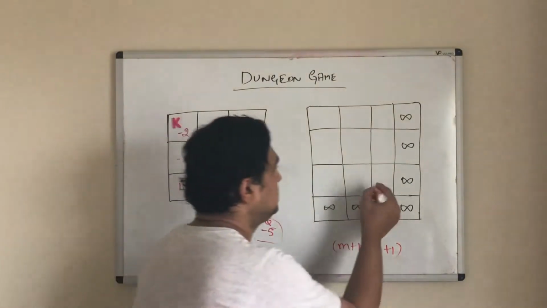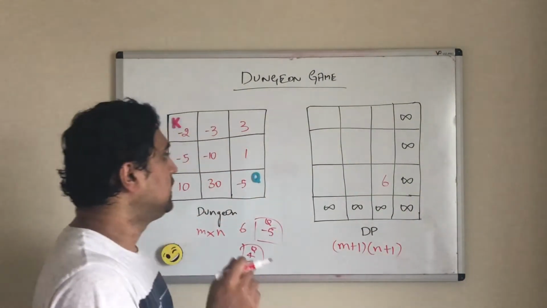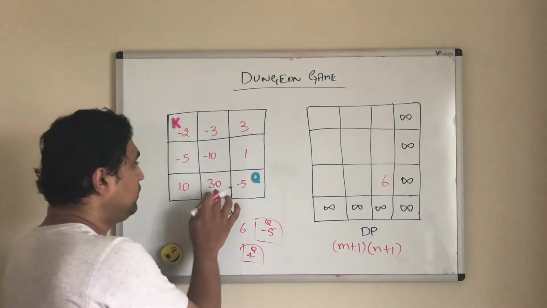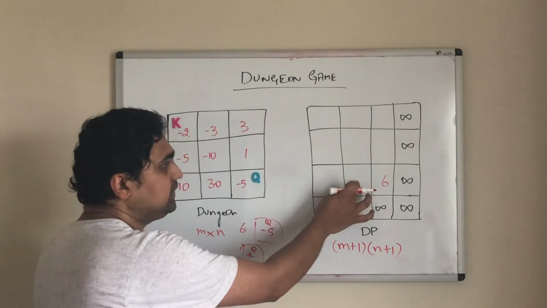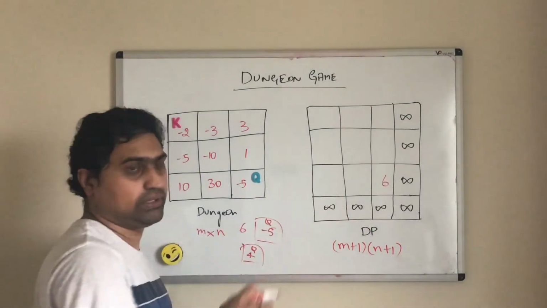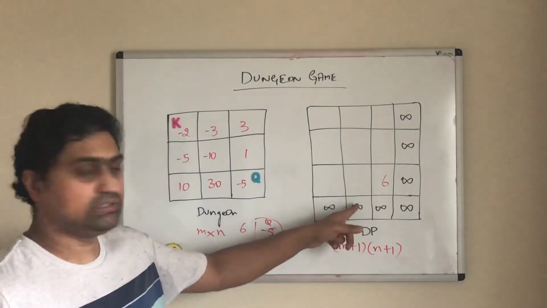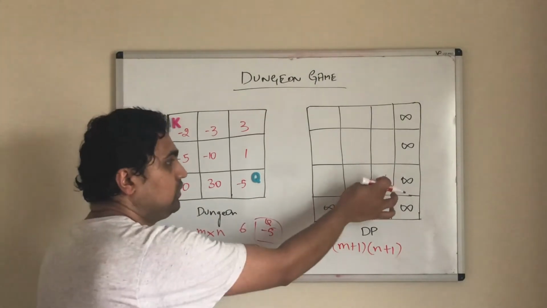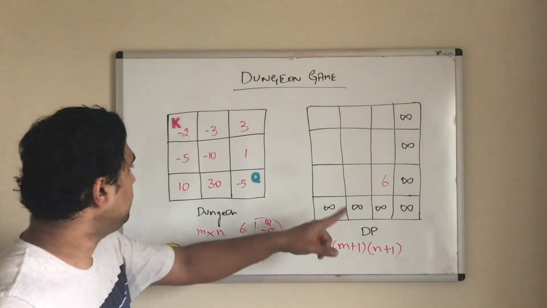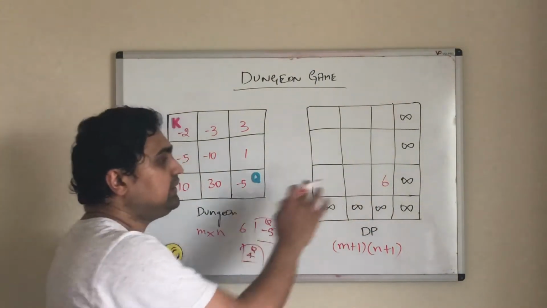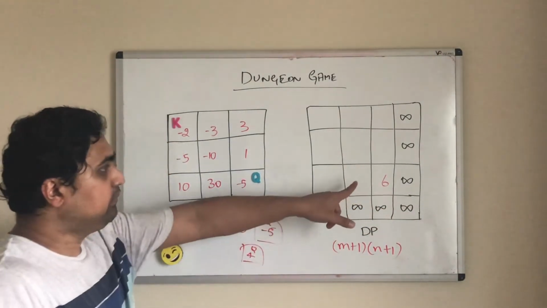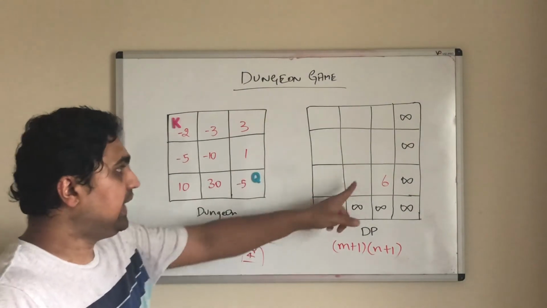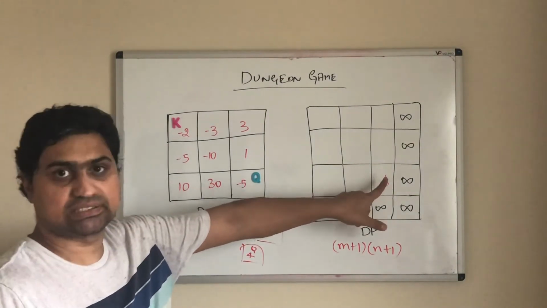Okay, so we have computed the minimum health required by the knight in order to enter this cell, which is equal to 6. Now let's compute the minimum health required by the knight in order to enter this cell. Okay, so the knight from here can either go down or towards his right. Now he won't be able to go down because this is infinity, so he will try to go towards the right. Okay, the minimum health the knight requires in order to enter this cell is 6. So the minimum health the knight should have in this cell should be at least 6.